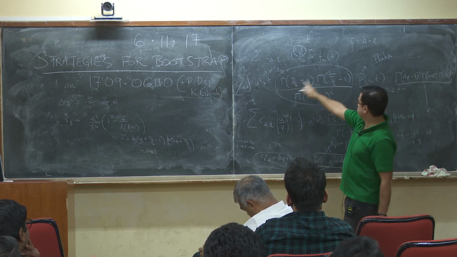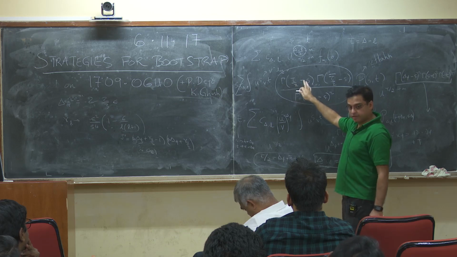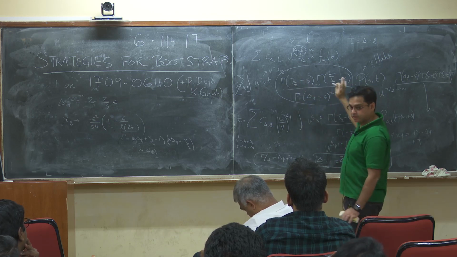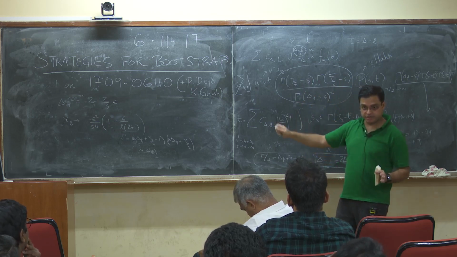Okay. You can rewrite this as a product of two beta functions. One of the beta functions will have tau by 2 minus s as its argument. The other one is going to have tau bar by 2 minus s as its argument. And why I want to do that is beta functions have this nice expansion in terms of poles.